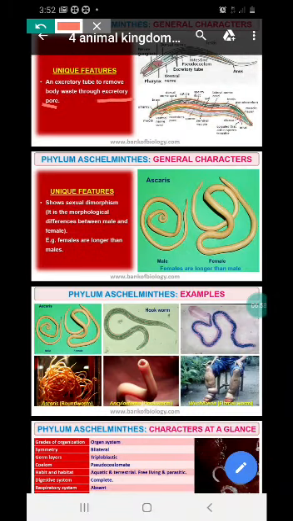Okay, and these are the general characters. You can, once again it is repeated, just have a go through of it.